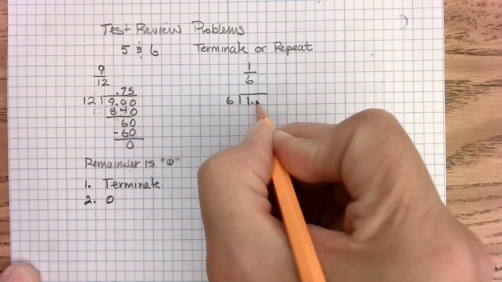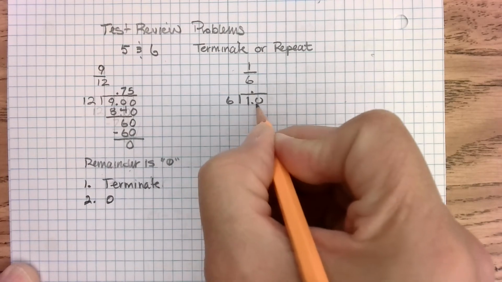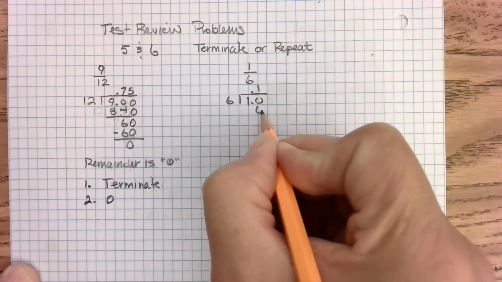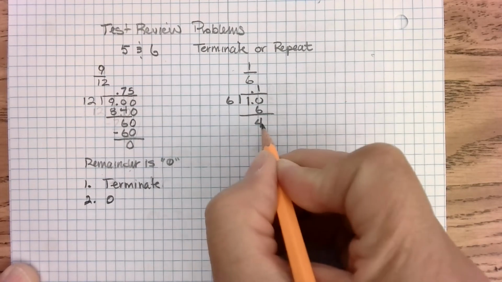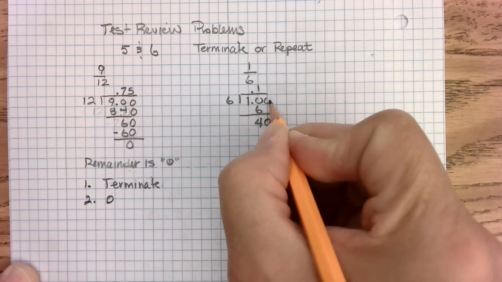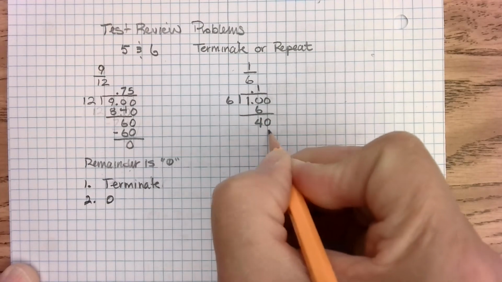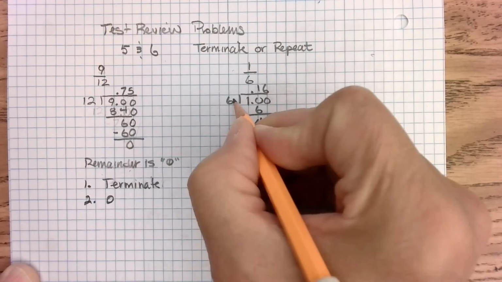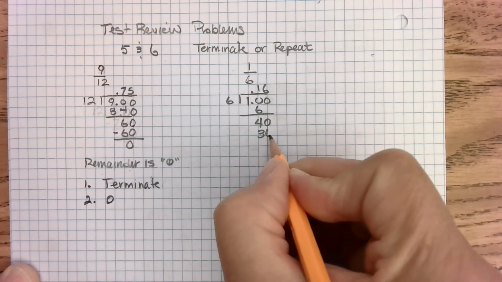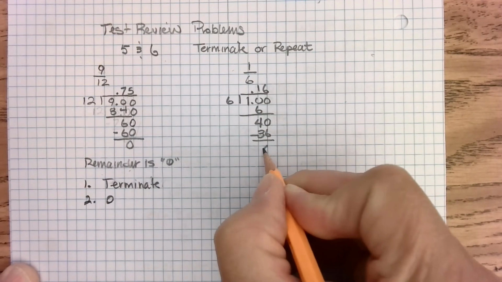6 divided into 1, it won't do it, but it will go into 10. It gives me a 6. 10 minus 6 is 4. It won't go into 4, so I'm going to add another 0 there. So 6 will go into 40. It looks like it'll go 6 times. 6 times 6 is 36. I subtract it, and I get a 4.